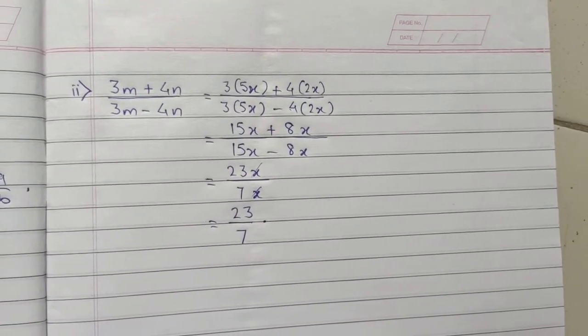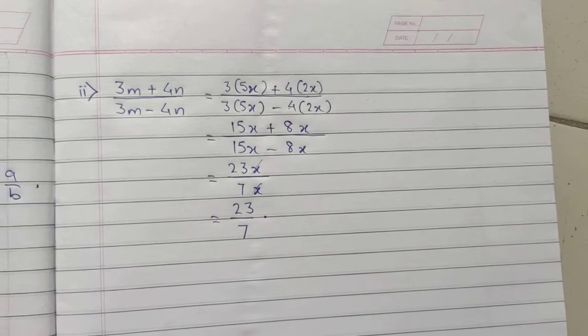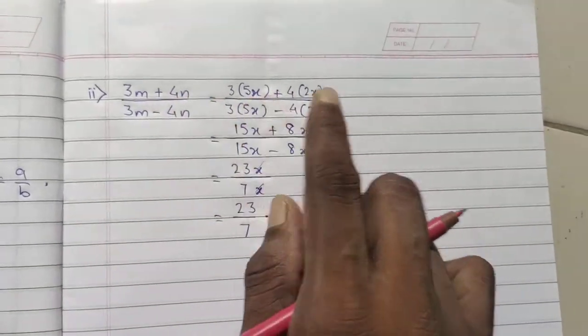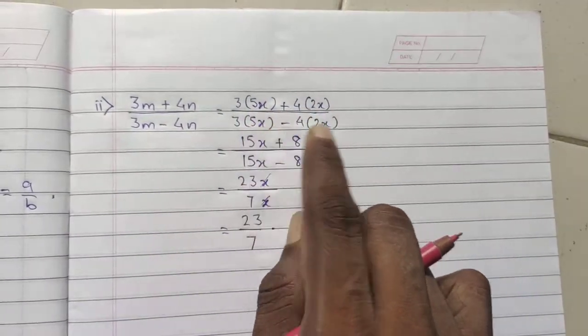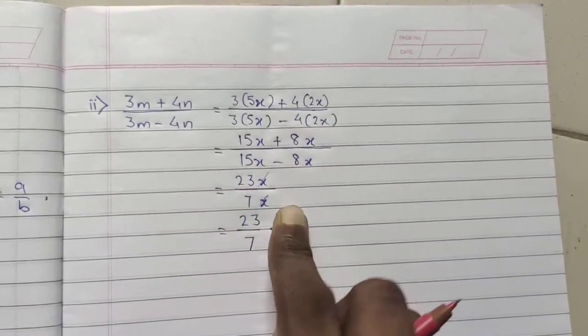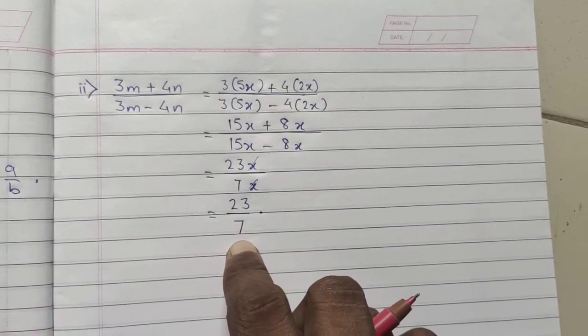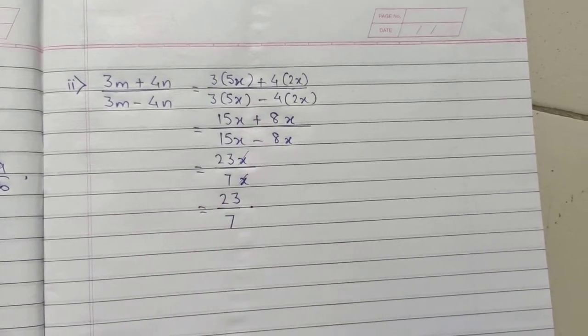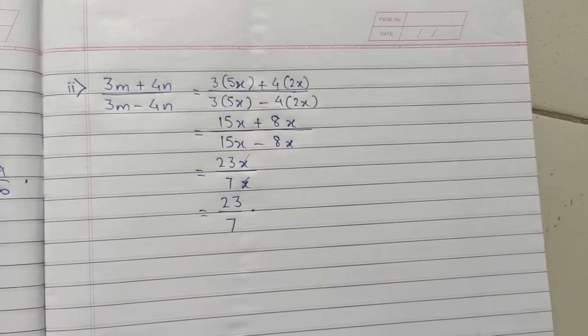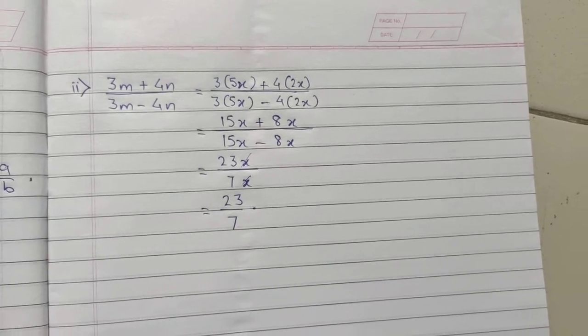Same thing we did. We placed the values of m and n. After putting the values, we simplified these, and after simplification we got 23 upon 7. So this way we have solved the second one. Understood now?